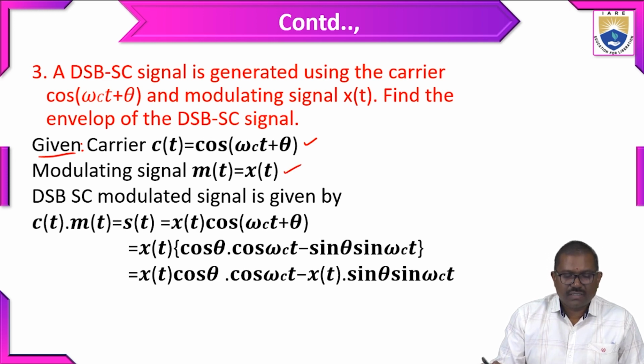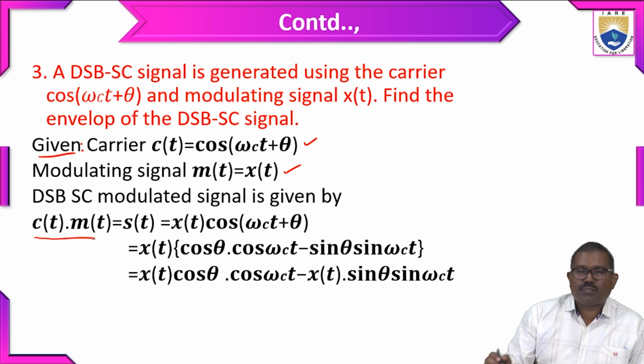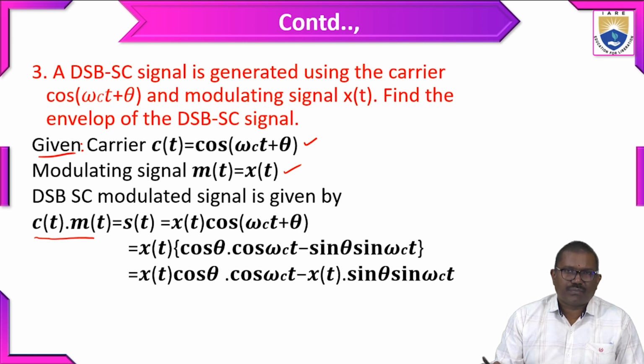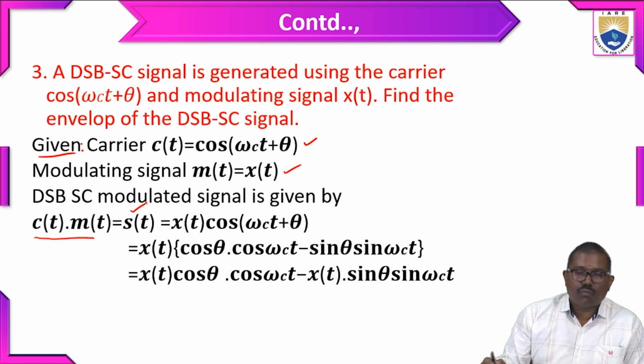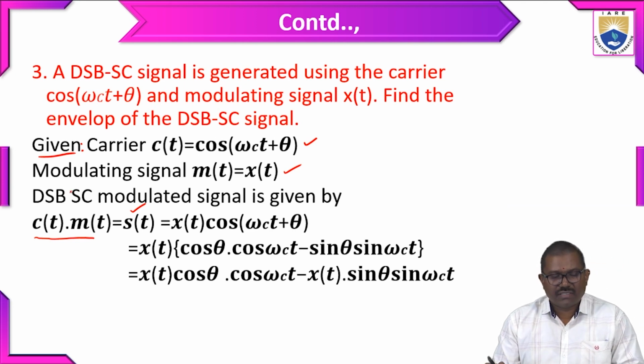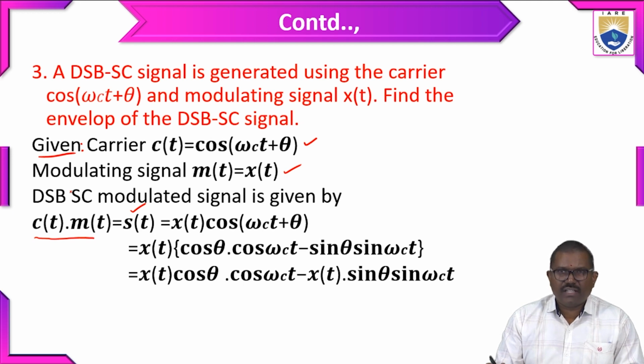So for the DSB-SC, you already know the mathematical expression is just multiplying the message signal with the carrier signal. S(t) is the modulated signal. What is the modulated signal here? The DSB-SC modulated signal S(t) is equal to c(t) times m(t). Here m(t) is given as x(t) and c(t) is cos(ωct + θ).